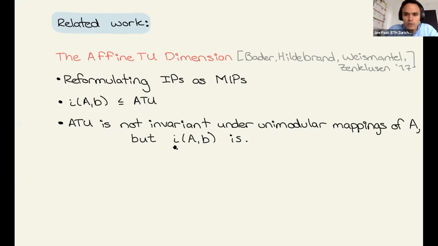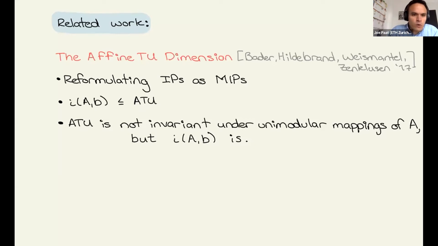Another thing I want to briefly mention about this TU dimension is that it's not invariant if we take our polyhedron and map it by a unimodular matrix. Why am I highlighting this? Well, if we're interested in the integer hull, then if you map an integer set by a unimodular matrix, it remains integer. In some sense, the number of integer constraints you would need to describe this hull shouldn't matter if you transform it.